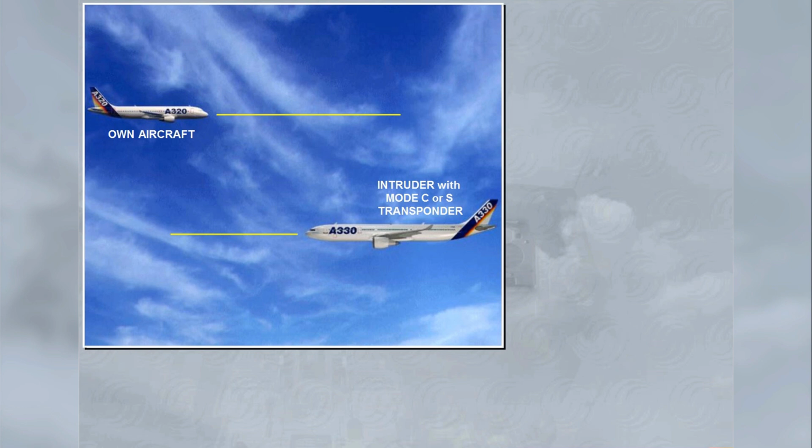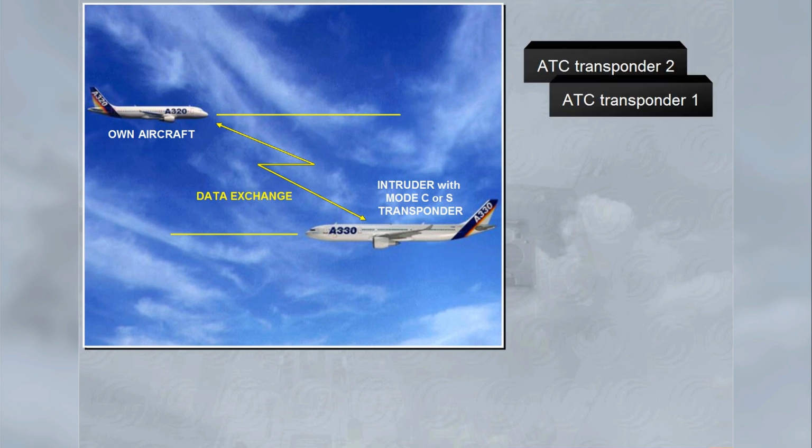The two Mode S transponders fitted in your aircraft allow data exchange, altitude, identification, with the surrounding transponder-equipped intruders. Only one transponder is active at a time. The other is in standby. Both transponders are linked to the TCAS 2 computer.